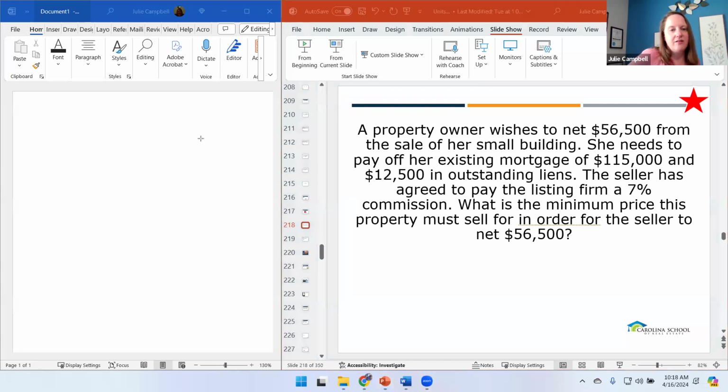So we've read the problem. We know we can throw down a T-bar. And with these, what we're solving for, what is our unknown, is the sales price. We have to find, what can I sell your house for in order for you to net $56,500? The number that goes on top is all of the seller's debits. So they have a mortgage of $115,000. They have outstanding liens of $12,500. Plus, they want to net $56,500.